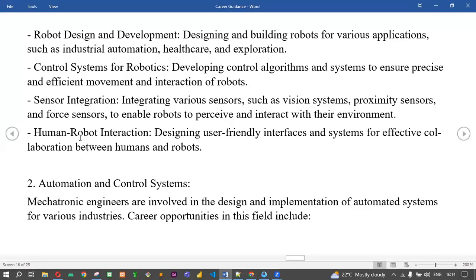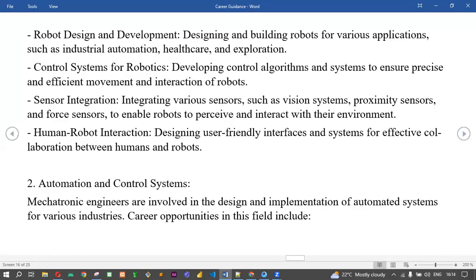Human robotic interactions. You talk about designing user-friendly interfaces and systems for effective collaboration between humans and robots. All those are being designed under mechatronics. Automation and control systems.